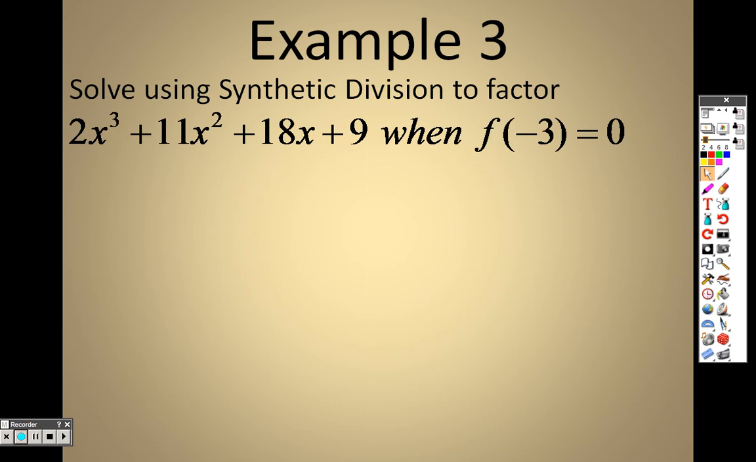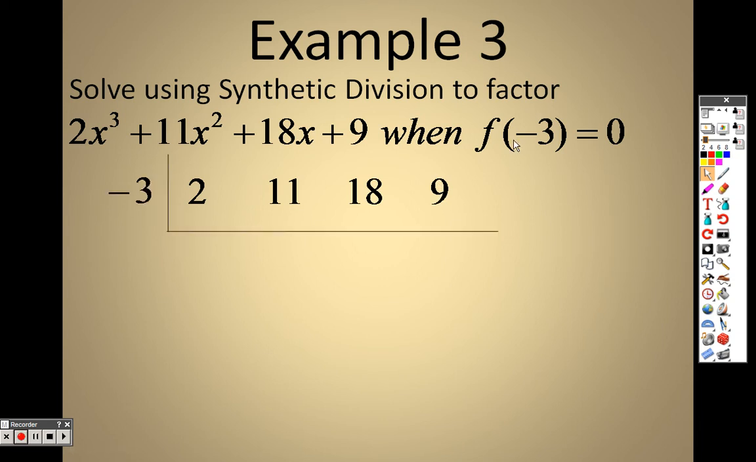So, solve using synthetic division to factor the following when you have f of negative 3 equals 0. Once again, we double check that we're going down in order: x to the third, x squared, x, and no x. So we have all of them. We don't need to put zeros in. And it's 2x cubed, 11x squared, 18x, and a 9. And the negative 3 goes on the outside.